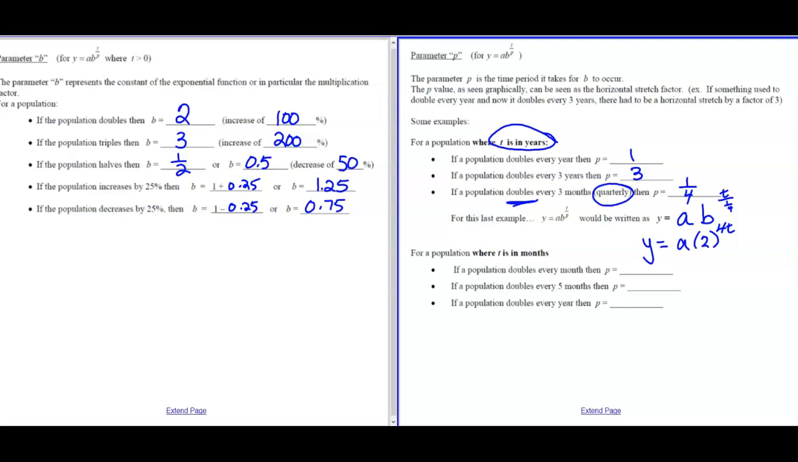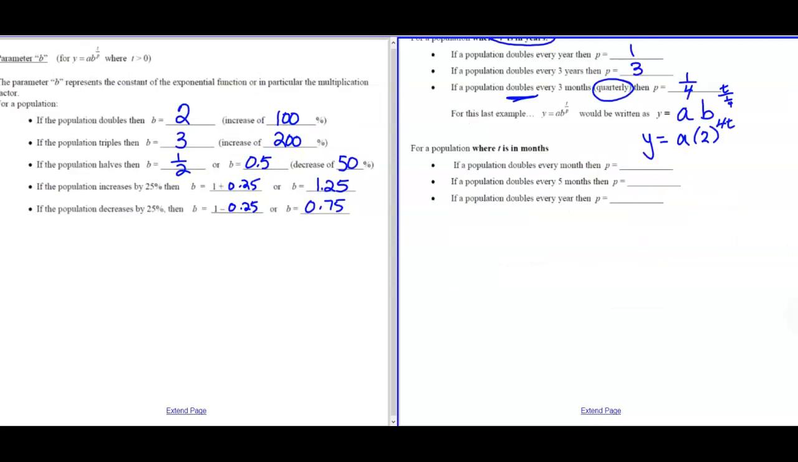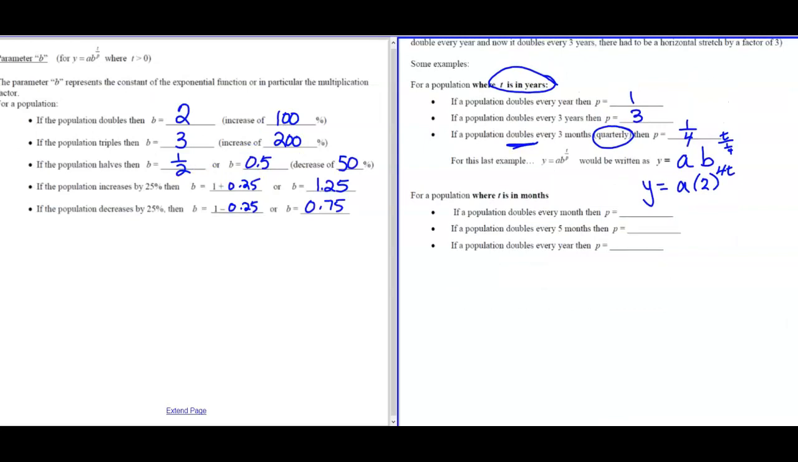All right, so now if we do one where t is measured in months and the population doubles every month, then p is 1. Every 5 months, then p is 5. If it doubles every year, don't put in 1 because t is measured in months. So 1 year in months is 12. So p will be 12. You need to be careful with that. All right, so units have to be the same.